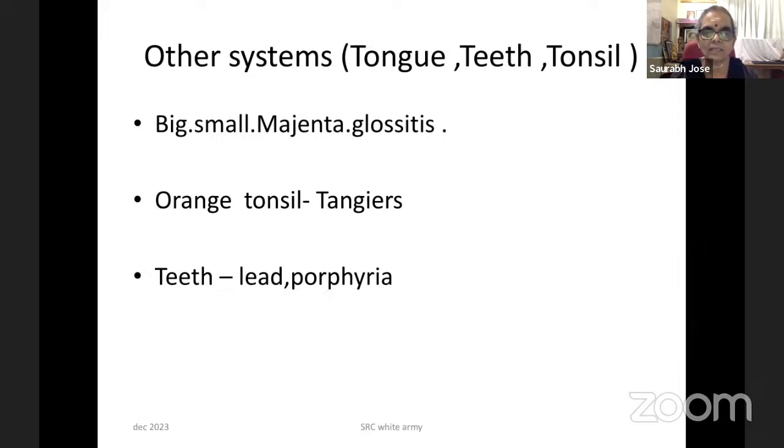Orange tonsil: Tangier disease. And teeth: lead and porphyria. So the teeth become altered. The pink teeth in porphyria and the lead line in lead poisoning.